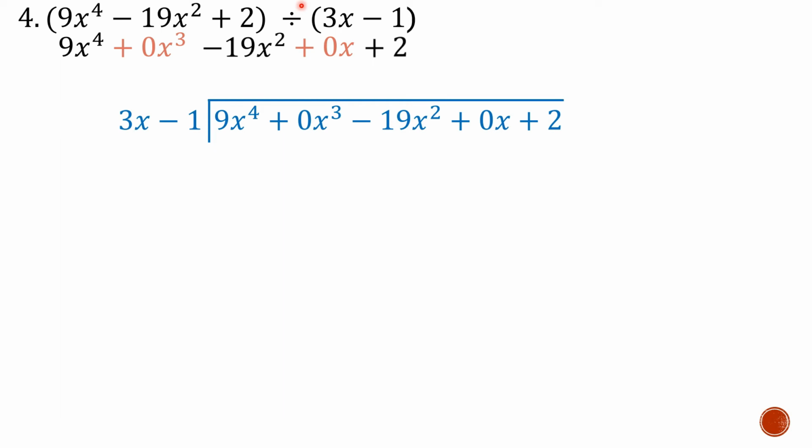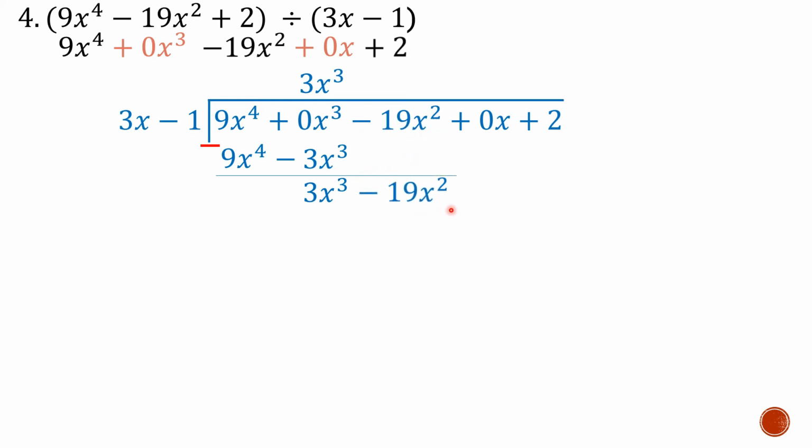Then we're going to divide now. So 9x to the fourth divided by 3x is equal to 3x cubed. And then after dividing, we're going to multiply 3x cubed to the divisor. So we have 3x cubed times 3x is 9x to the fourth. And 3x cubed times negative 1 is negative 3x cubed. And then subtract. So 9x to the fourth minus 9x to the fourth is 0. And 0x cubed minus negative 3x cubed is positive 3x cubed. And then bring down negative 19x squared.